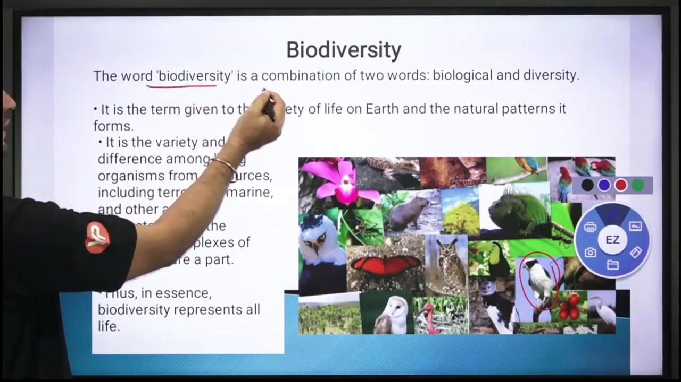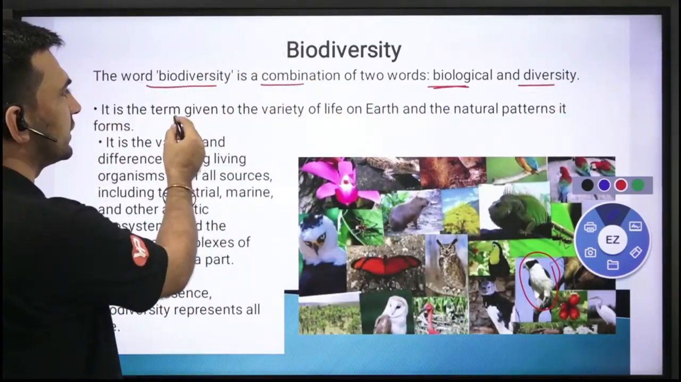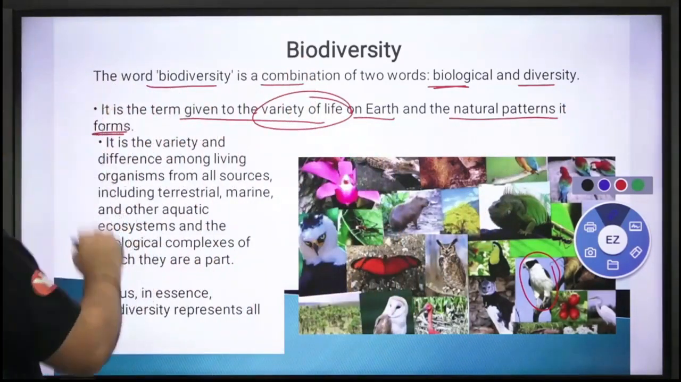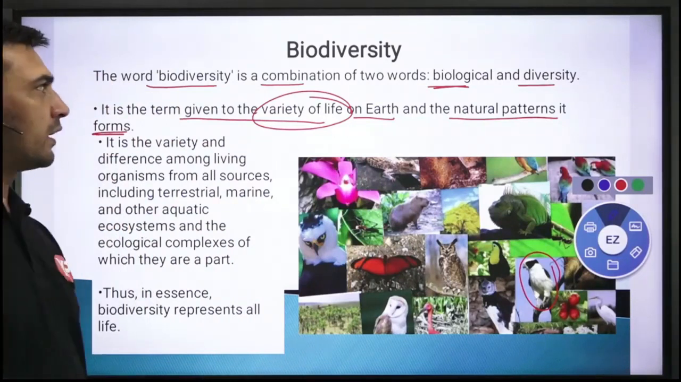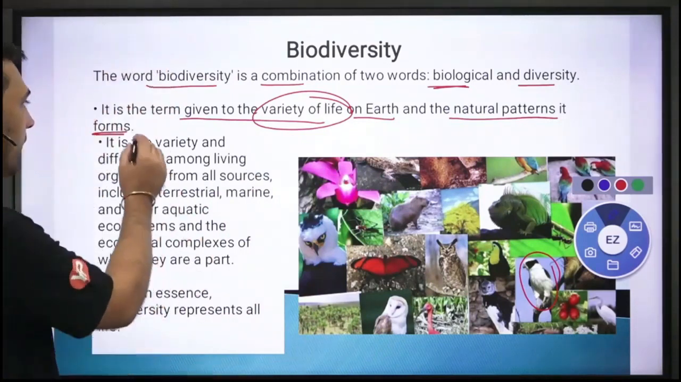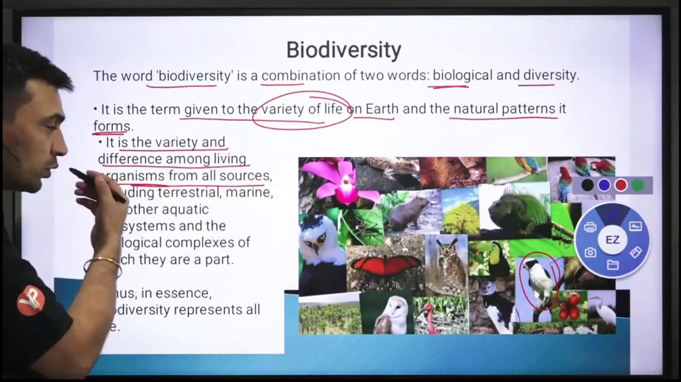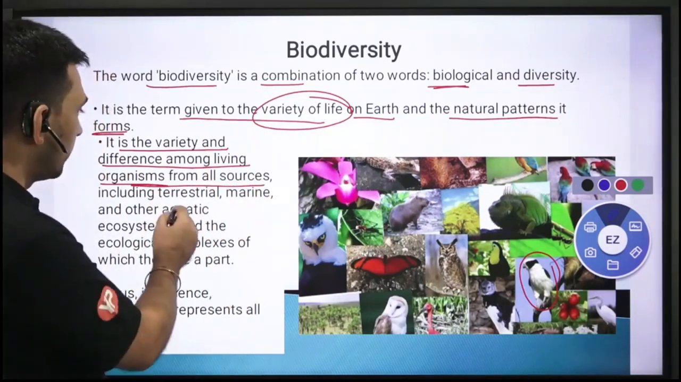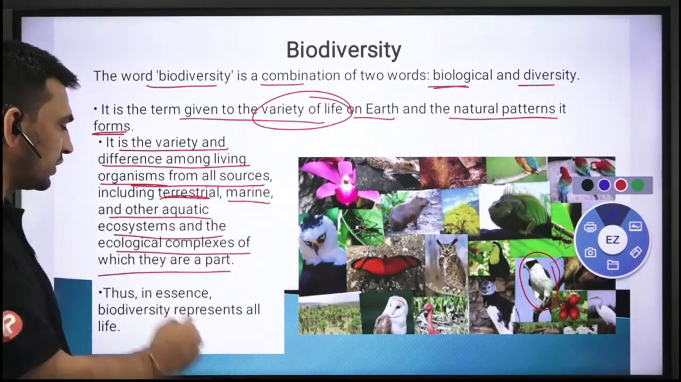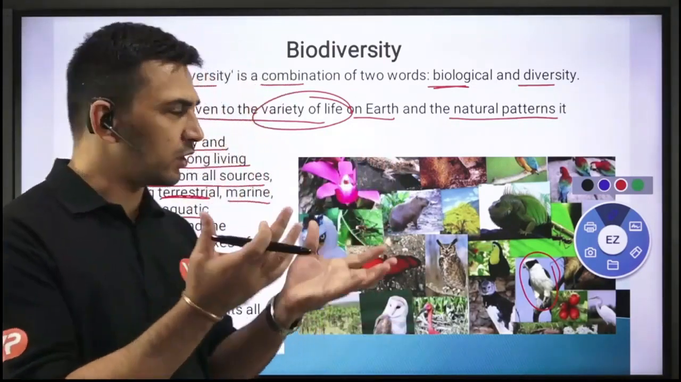The word biodiversity is the combination of two words, biological and diversity, right? Here, the term refers to the variety of life on the earth and the natural patterns it forms, different kinds of patterns, different kinds of relationships that are going to exist because of these different life forms. It is the variety and difference among living organisms from all sources, कुछ भी हो सकता है, anywhere on the surface of the earth. It could be terrestrial, marine, or other aquatic ecosystems, and the ecological complexes of which they are a part, right? Obviously, they are going to form different kinds of ecosystems and ecological relations.